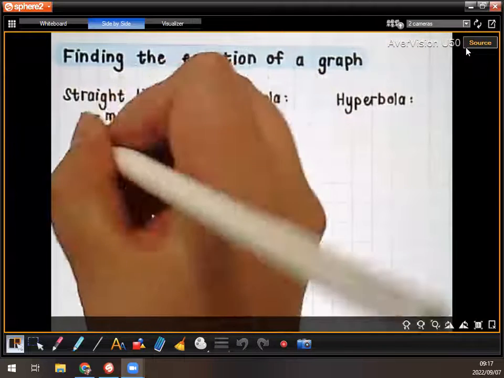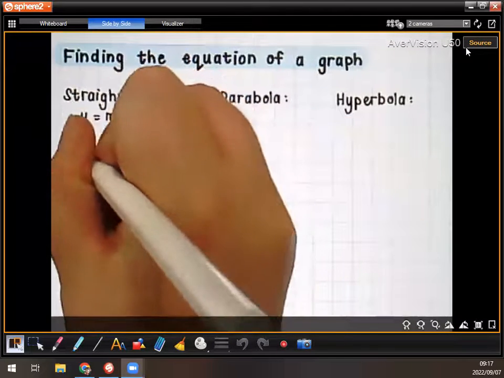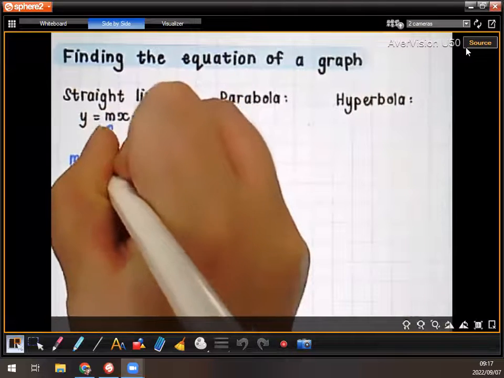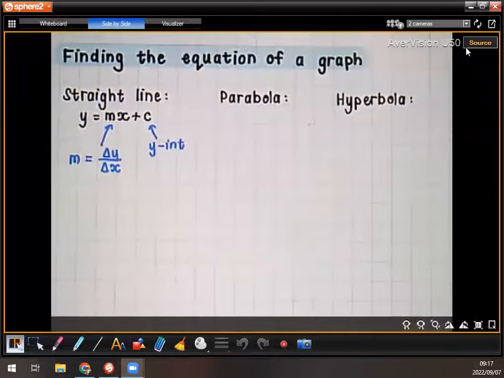M is the gradient, which remember we can calculate by doing delta y over delta x. So if we have 2 points, you can calculate the value of the gradient by doing change in y over change in x. We did do an example of this on the first day. Take the y value of the 1 point minus the y value of the other, over the x value of the same point minus the other x value.